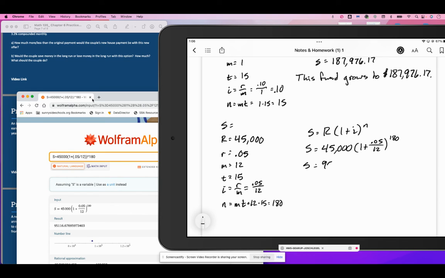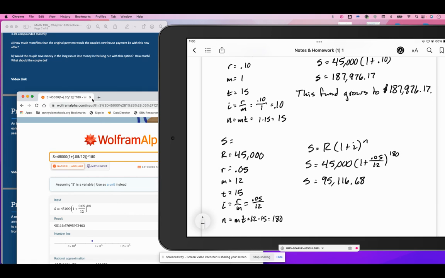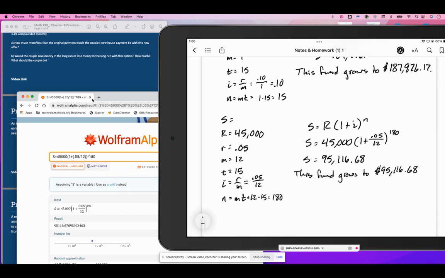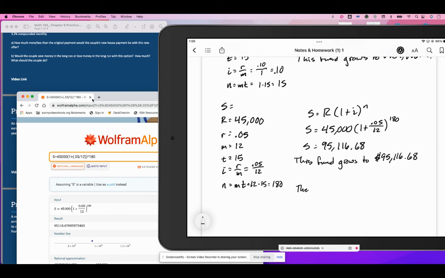And so 95,116.68. And so you can see that this fund only grows to $95,116.68. So the first fund is better by about $90,000. That's a big, huge difference right there, everybody. So it's important, or it's valuable to know all this so that you can make wise investments and make a ton of money.